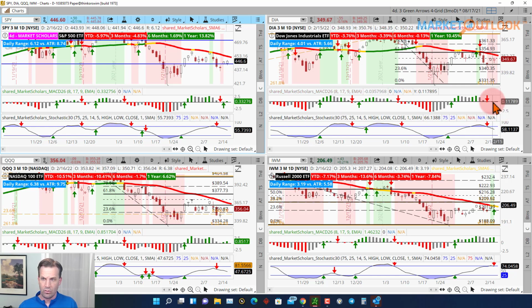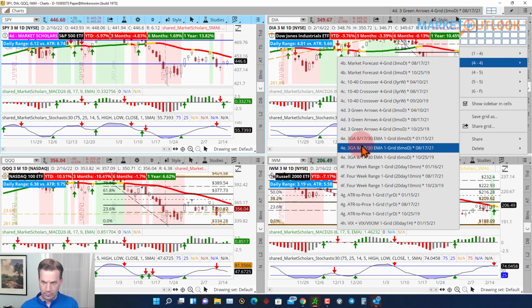We got the red arrow and the very flat histogram on the Diamonds. You got the red arrow on the stochastics with a green arrow on IWM. You got that yellow, kind of that. We had 3 green arrows yesterday. That's why you had the 1 day of light green shading. But now we're back to not getting, because of the red arrow, we don't have the green shading anymore. And then your NASDAQ looks very similar to the S&P with a rising histogram there on the MACD.